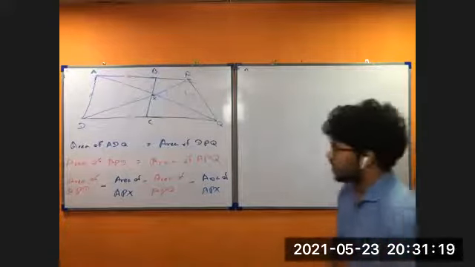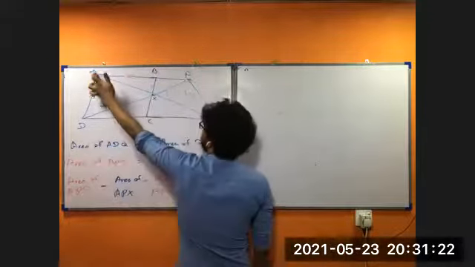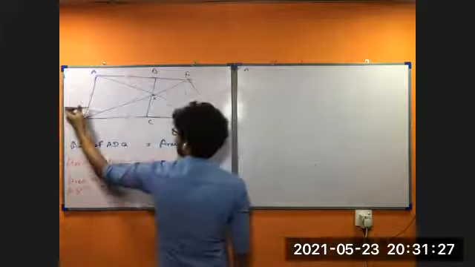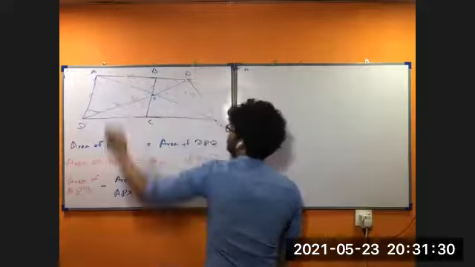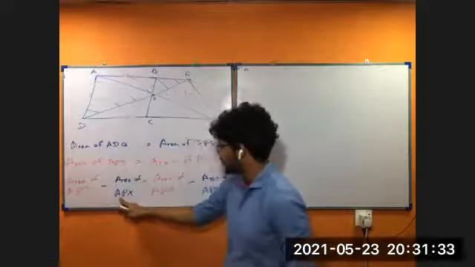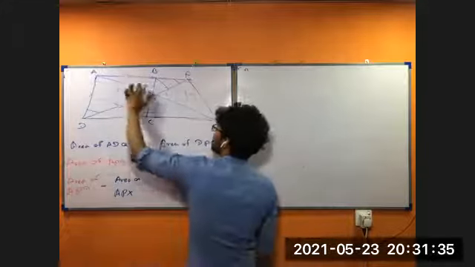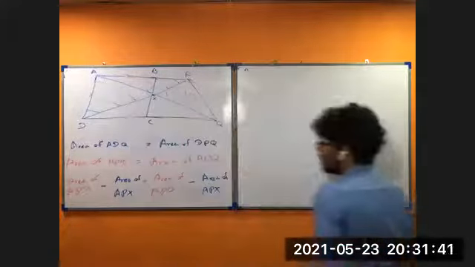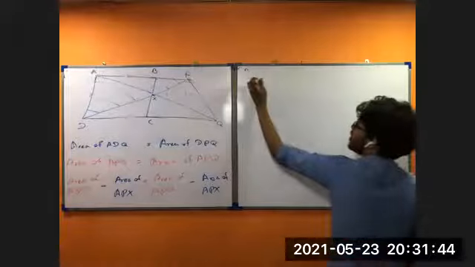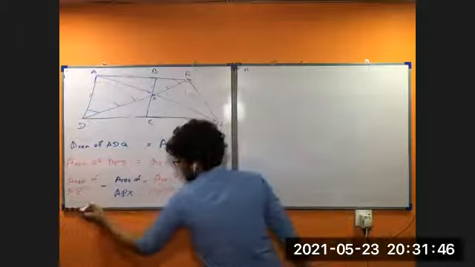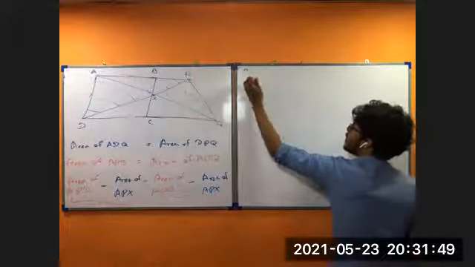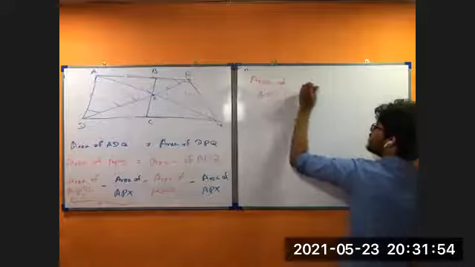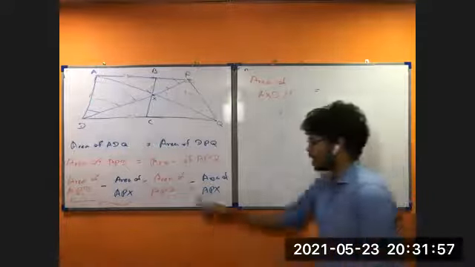Because look, area of APD is this full triangle, right? So from that full triangle, I am subtracting this APX, right? So what is remaining? AXD, right? So I can write, this is going to be area of AXD triangle is equal to area of APQ triangle.